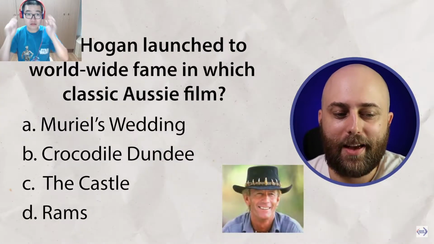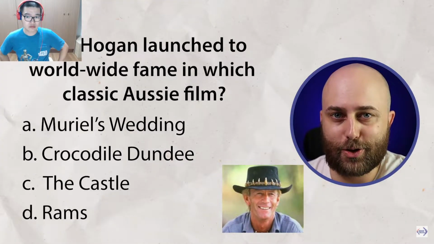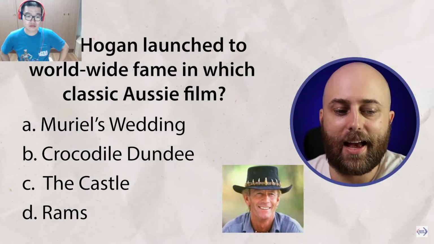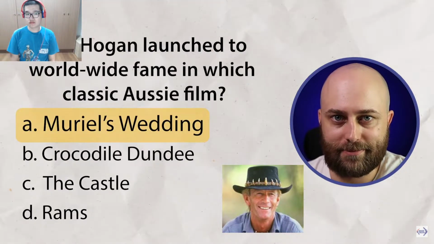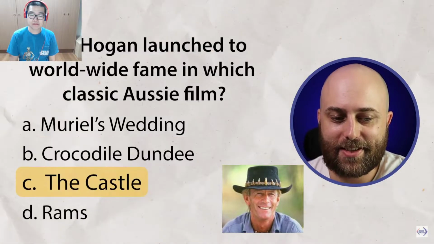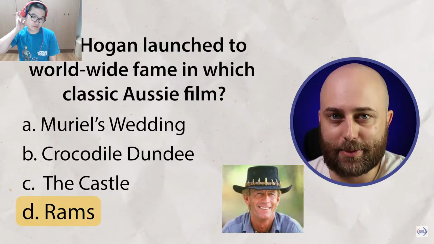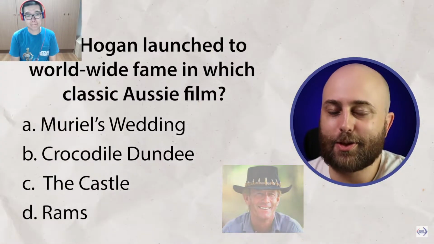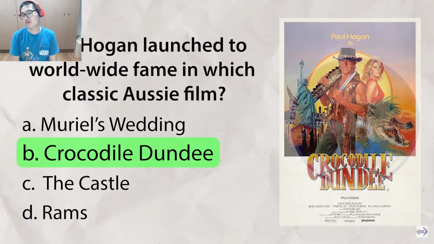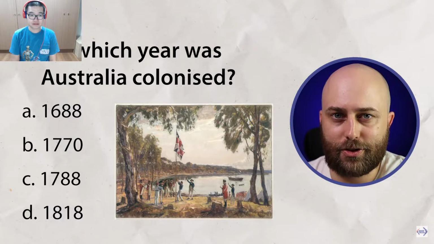Question 4. Actor Paul Hogan launched to worldwide fame in which classic Australian film? A. Muriel's Wedding. 我只知道 C。B. Crocodile Dundee. C. The Castle. Or D. Rams. 那我就选 C 吧。The answer is B. 啊，Crocodile Dundee.